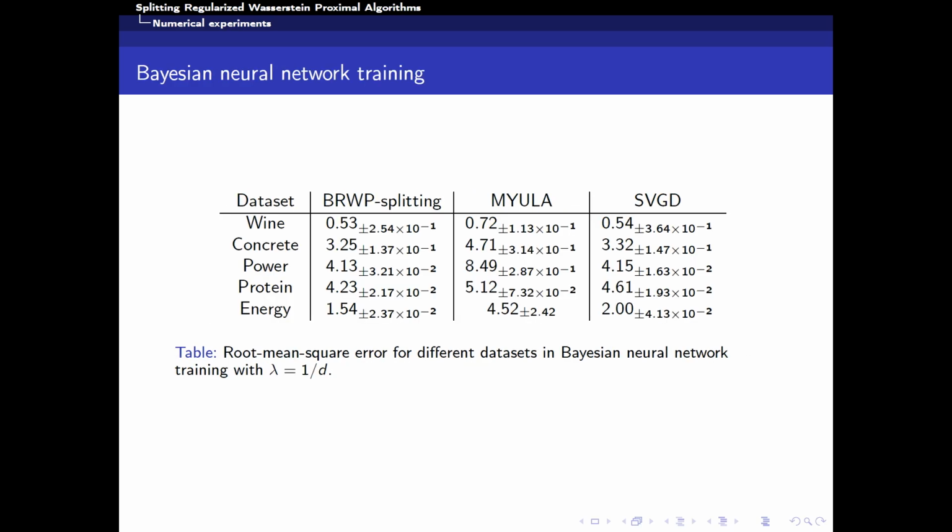And finally, the last example I want to show you is Bayesian neural network training, and we are comparing our algorithm with, again, a variant of ULA and also SVGD, another very classical interacting particle system for sampling. In that case, you can see that we also get a slightly better result than the classical algorithms with a similar computational complexity.